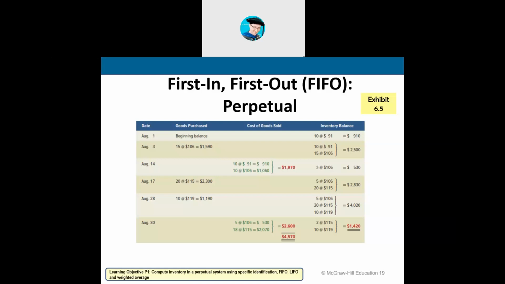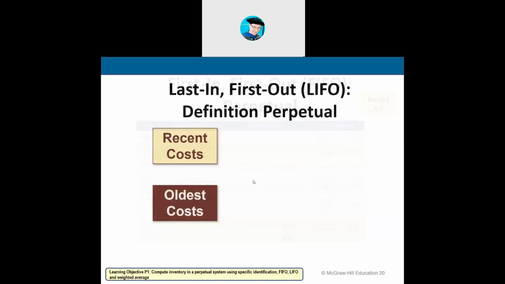August 28th, I purchased some more mountain bikes at $119 apiece. So now I have 5 remaining that I purchased at 106, 20 that I purchased at 115, and 10 that I purchased at 119. Then on August 30th, I made some more sales. Using the first in, first out method, I sold the 5 that I had purchased at 106 that were remaining, and then I sold an additional 18 units at 115, which is from the second purchase that I made during the month. And that's the use of the first in, first out method.